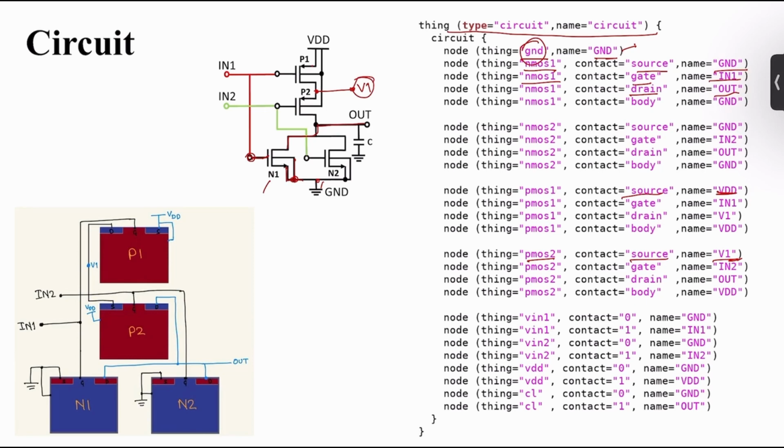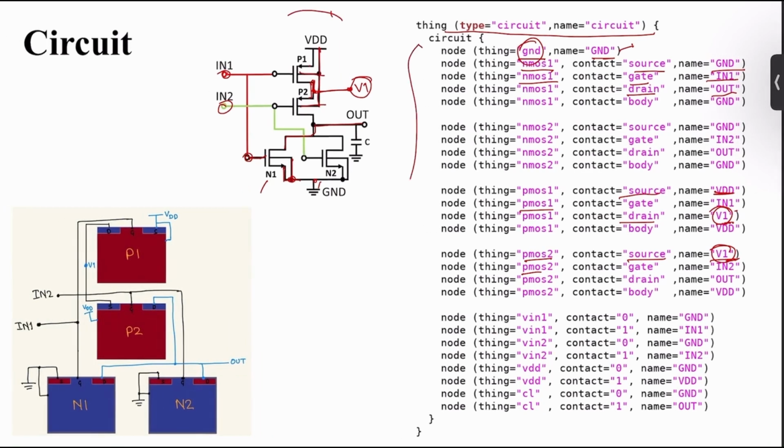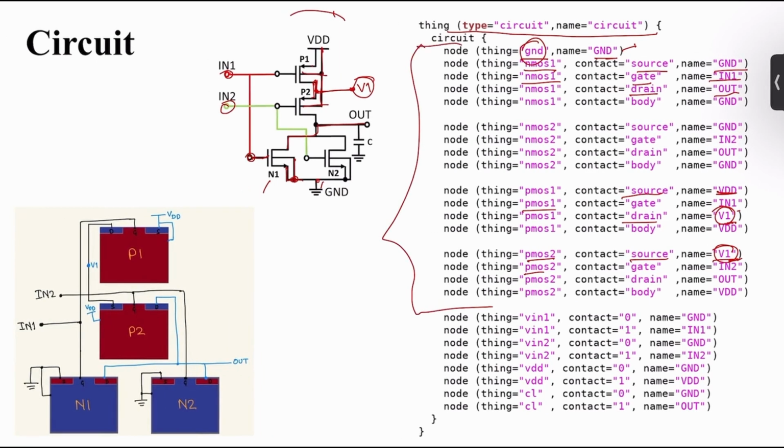So it's V1. And then PMOS 1 gate is connected with input 1, and PMOS 2 gate is connected with input 2. Then PMOS 1 drain is also connected with V1. So these two are now connected: this node and this node, source and drain node. And PMOS 2 drain is connected with output, and both PMOS bodies are connected with VDD. So our NOR circuit is completely built with this much code.